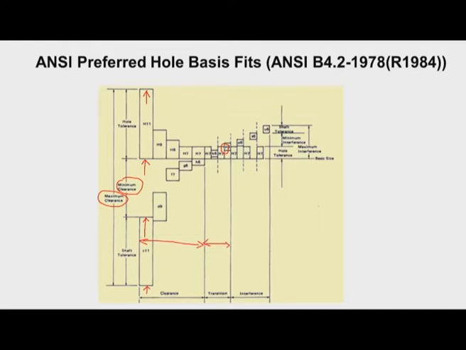And then we have the combinations H7 P6, H7 S6, H7 U6, all these combinations will give us the interference fits. So again here this is the maximum size of the hole and this is the minimum size of the hole, and this is the hole tolerance, and similarly we have the shaft tolerance. So this difference will give us the minimum interference, and this difference, that is the maximum size of the shaft and the minimum size of the hole, this distance will give us the maximum interference.